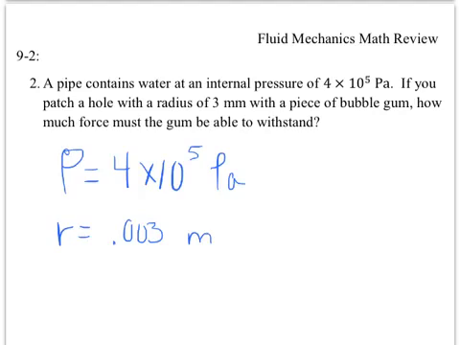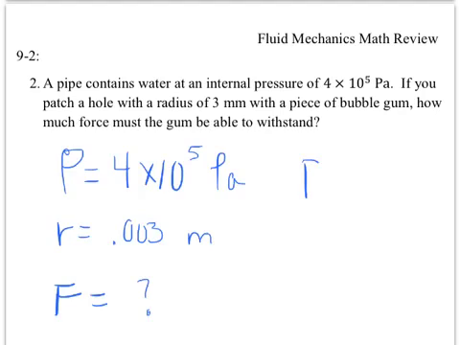Anything else? What are we looking for? F. Good. But remember, we have force, pressure, and area, but here we have force, pressure, and radius. So we're going to have to make some sort of a substitution, right? Good, Jeff. Pi r squared.